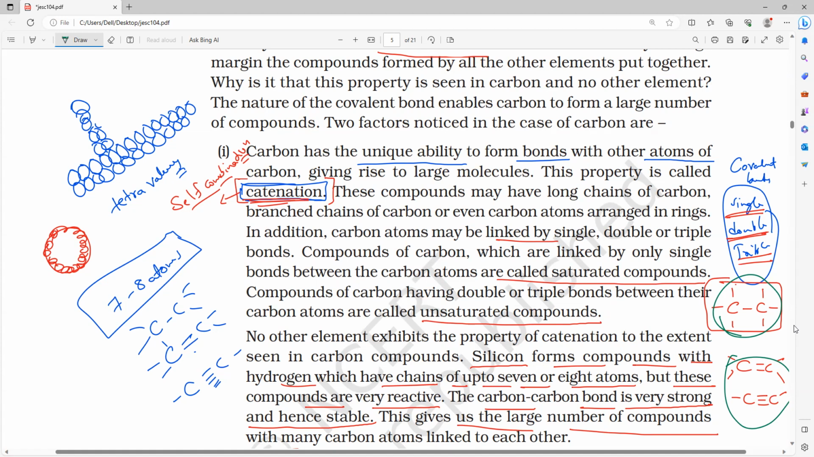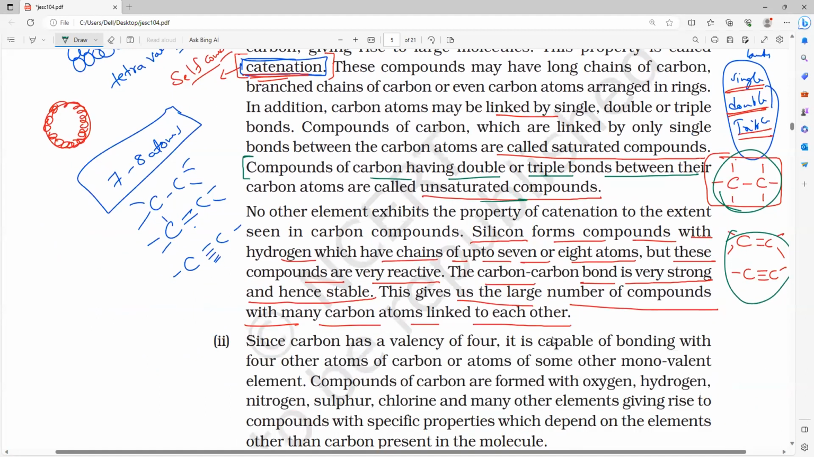Why, sir, what is special? Why can carbon react with this many elements? Compounds of carbon having a double or triple bond we call unsaturated. What is the reason? This is the answer, you have to write it: the formation of strong bonds by the carbon atom with itself and with other elements makes the carbon compounds very, very stable.